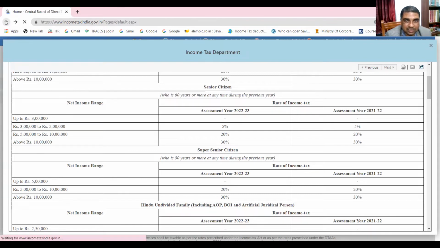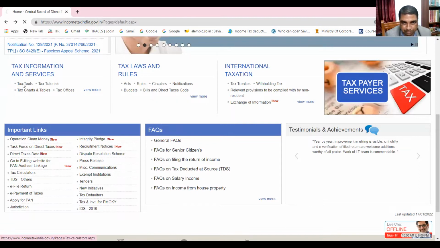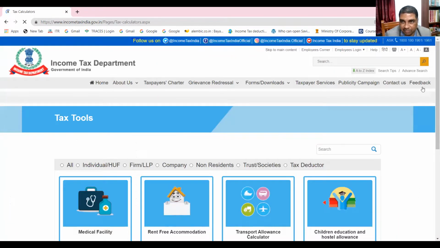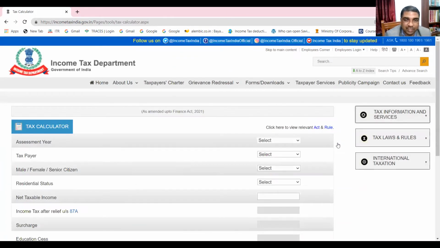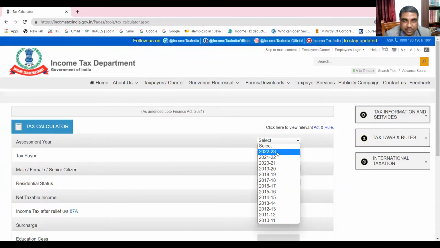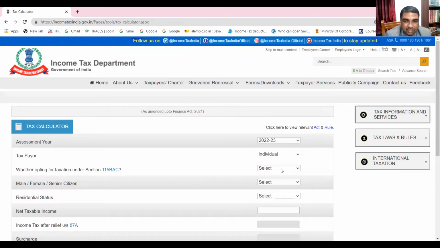Okay. So if you want, you can check it here. Again, I am taking you to this tax calculator. Here I can go to tax tools also, where I can find the same tax calculators. You can find out, let us say for assessment year 22-23, my taxpayer, let us say, an individual, opting for 115BAC, where my answer is no. Male, female, senior citizen, I am choosing senior citizen. And you see residential status is, let us say, resident.